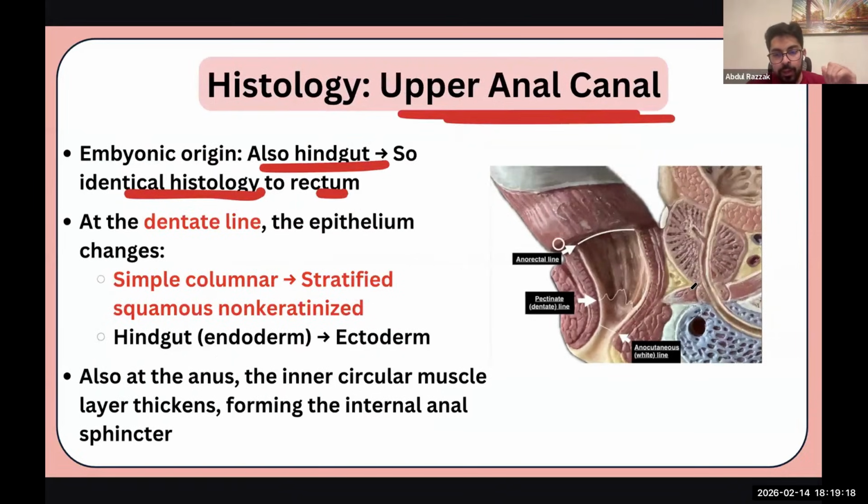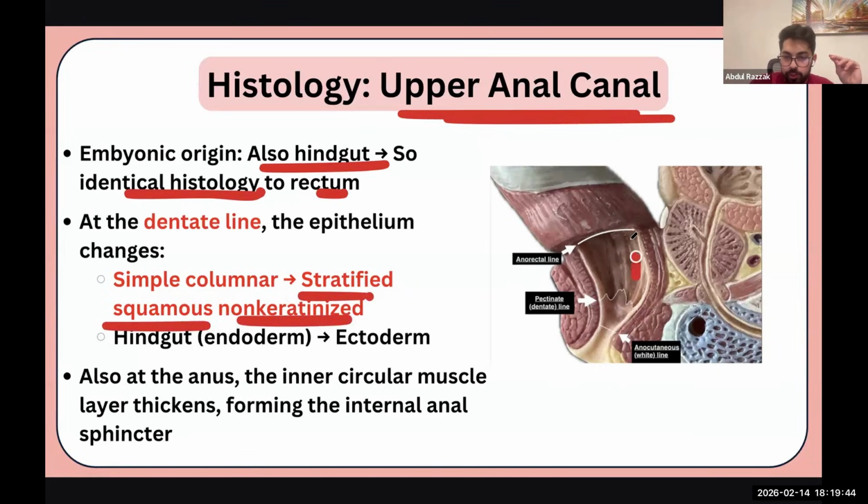Below the dentate line is where the change in epithelium happens. Above the dentate line, you are in the upper anal canal, simple columnar epithelium. Below the dentate line, you are in the lower anal canal, and this area is going to have a stratified squamous epithelium that is non-keratinized, okay? The way you can remember it is that this is closest to the rectum.